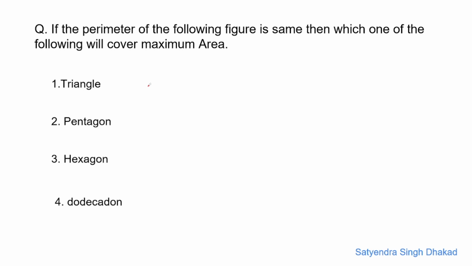There is one question which was already asked in so many examinations. If the perimeter of the following figure is the same, then which of the following will cover maximum area? Let's see. Triangle, pentagon, hexagon. As you can see, which will have the most curve? Dodecagon. As you can see, dodecagon will have the most curves, so the area covered by it will be the maximum.